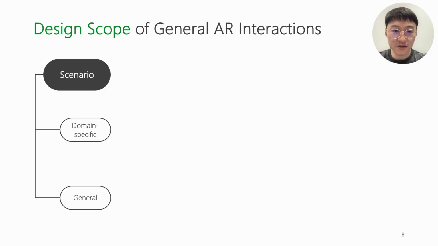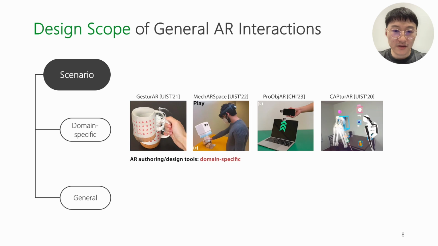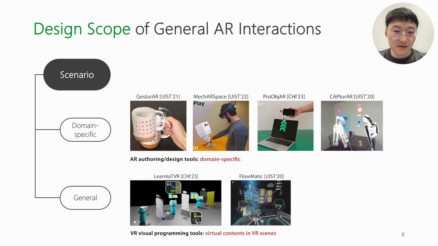AR interactions can be used for various usage scenarios. Most of the existing works focus on the interactions of a certain domain, like gesture AR or toy-based interactions. Recent works like Learn IoT VR and Flowmatic are proposed for creating general VR interactions. However, they focus on scripting interactions among virtual contents in virtual scenes.